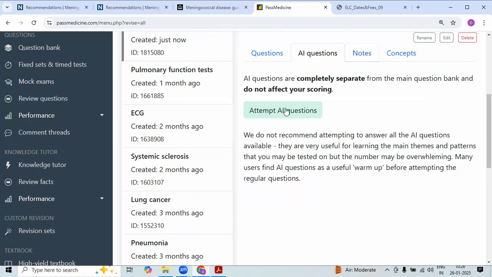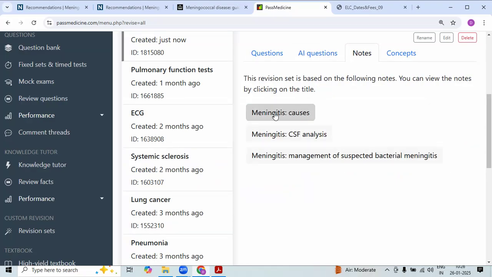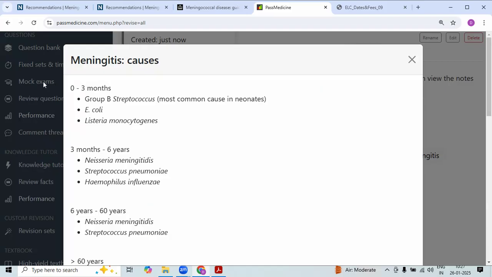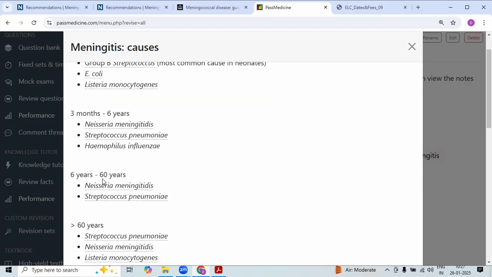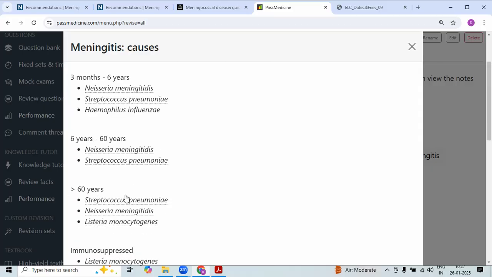Let's see what the causes are. Let's go through the causes of meningitis. In 0 to 3 months, group B streptococcus is the most common cause in neonates, then E. coli and Listeria monocytogenes. 3 months to 6 years, it will be Neisseria meningitidis, Streptococcus pneumoniae, and H. influenzae. 6 years to 60 years, it will be Neisseria meningitidis and Streptococcus pneumoniae. More than 60 years, it will be Streptococcus, Neisseria, and Listeria.